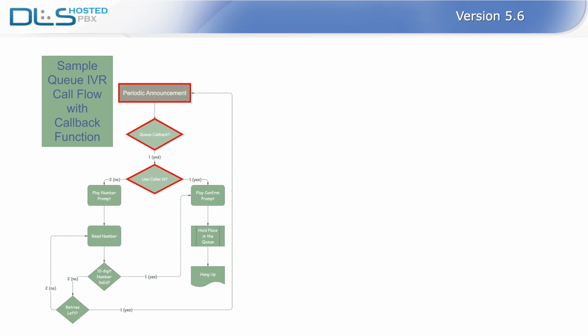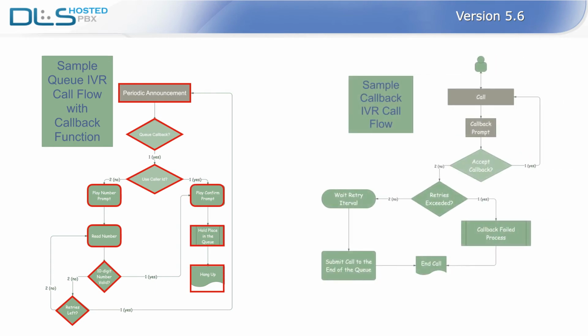3. The caller would have 3 chances to enter the number if they decided to enter a different number. The number needs to be a valid 10-digit number. 4. The caller will hang up, and the system will save their position in the queue by placing a dummy call in the place of the original call.